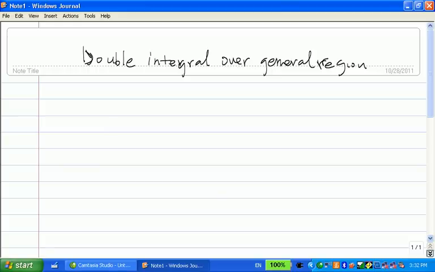This video is about double integrals over general regions. In the previous section, we learned how to compute a double integral over a rectangular domain. This double integral can be calculated by integrating two single integrals.